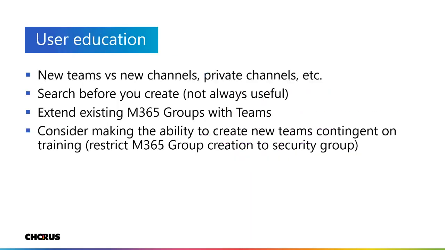The other way of managing proliferation is through user education. So ideally, we want to be educating our users on when they should be creating new teams, when they should be creating new channels instead, when they should be creating private channels, which are a bit of a minefield. Searching before you create a team to see whether a team already exists is one of the top tips. It's not always useful though, because you will typically only see results if your teams are public.